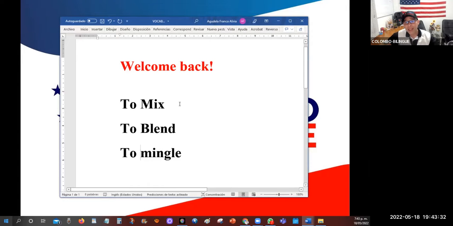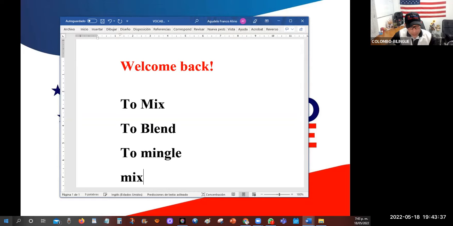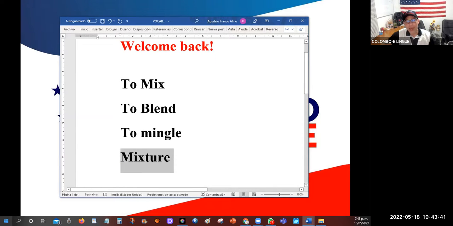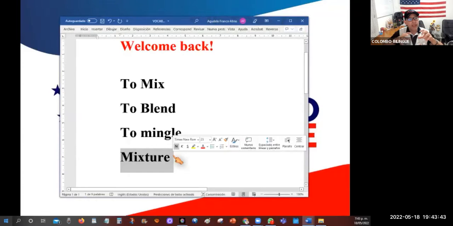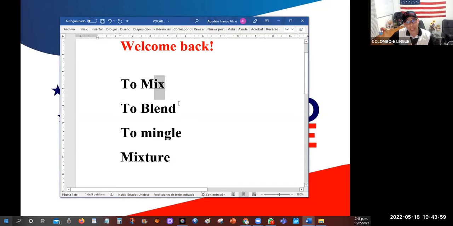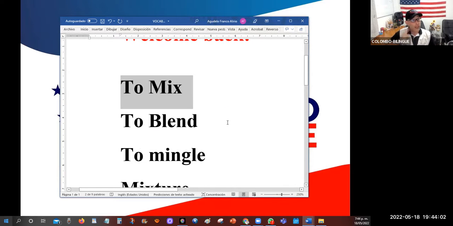So what is a salad? Obviously, a salad is what we call in English a mixture. What is a mixture? It is when something is made of several different things or ingredients. For example, a salad is made from several ingredients, so that is like a mixture. But the verb, the action in English, is to mix. So don't forget what is mix. What is blend?